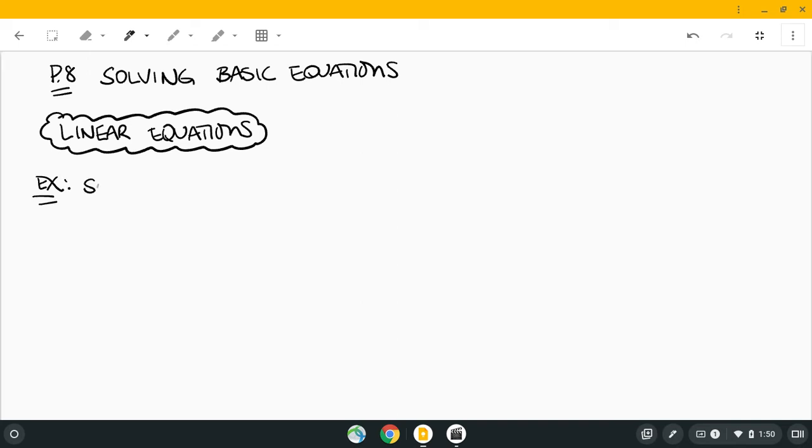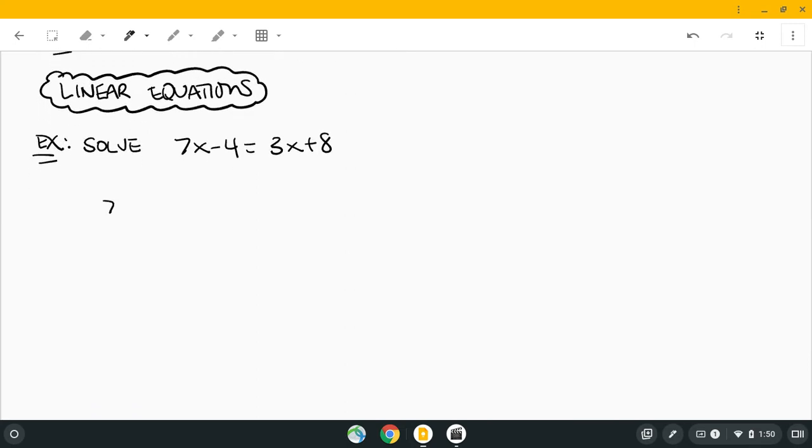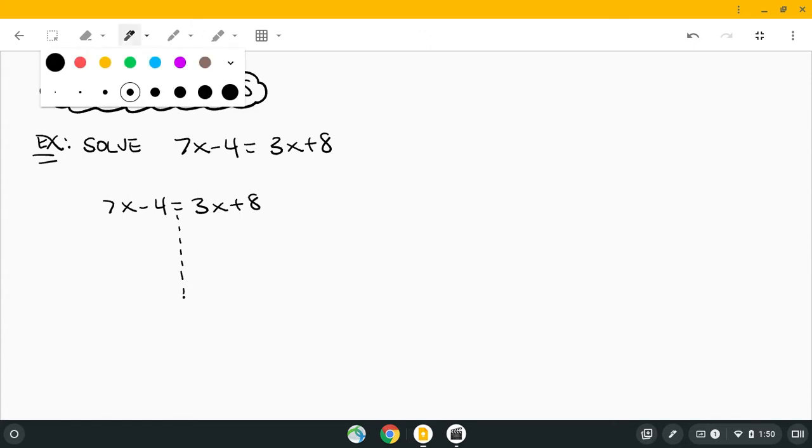Solve 7x minus 4 equals 3x plus 8. Okay, and so what happens here is I'm going to go ahead and write the problem down here so that we don't lose the original problem in the process. Okay, so just remember whatever you do to one side, you have to do to the other.